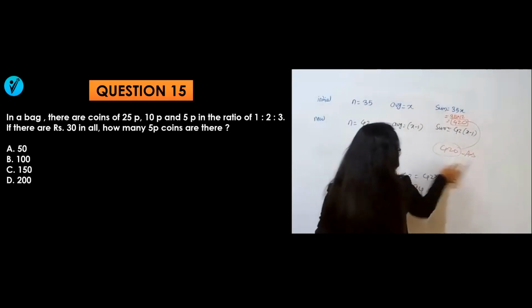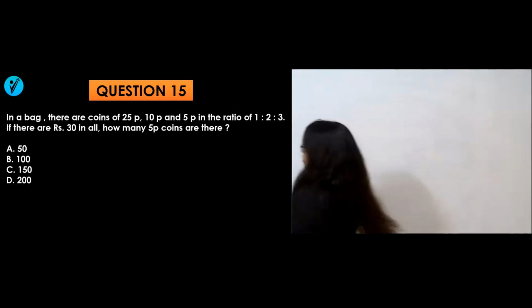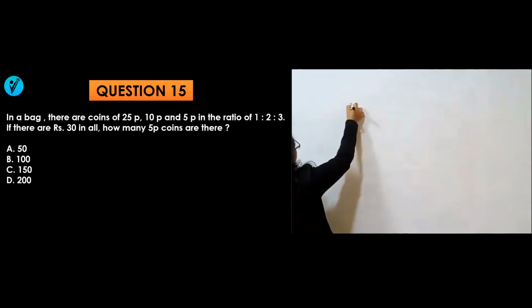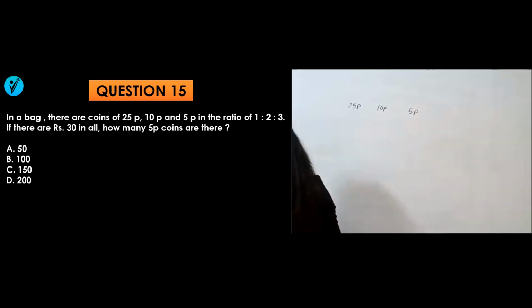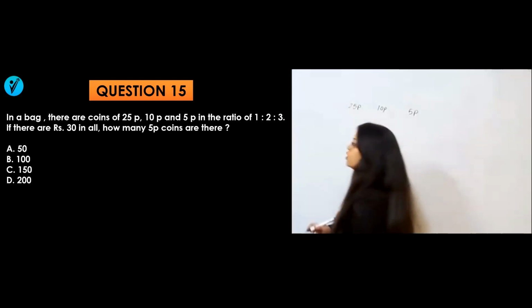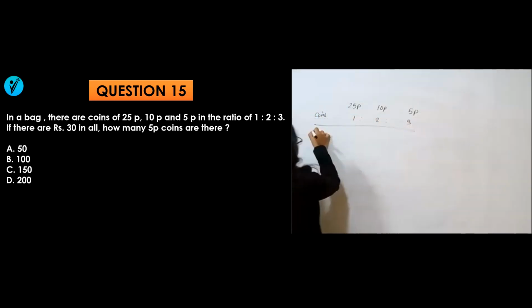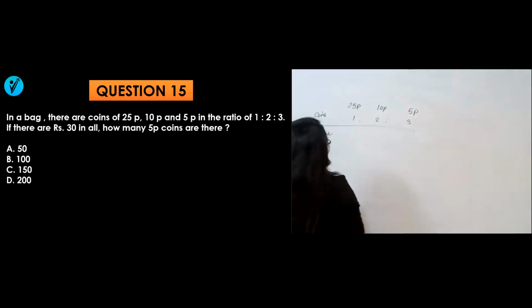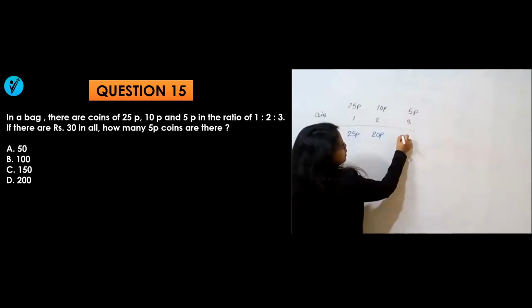Question number 15 is here. In a bag, there are coins of 25 paise, 10 paise and 5 paise, and the coins are in the ratio 1:2:3. So what will be the value? Because they are saying that there are 30 rupees in all. If you take one coin of 25 paise, you will have 25 paise. If you take 2 coins of 10 paise, you will have 20 paise. 3 coins of 5 paise means it will be 15 paise.